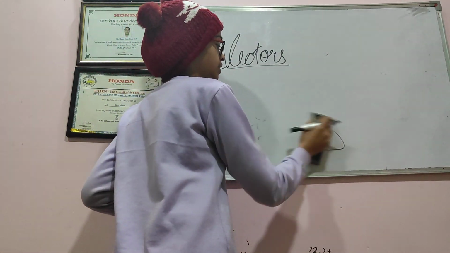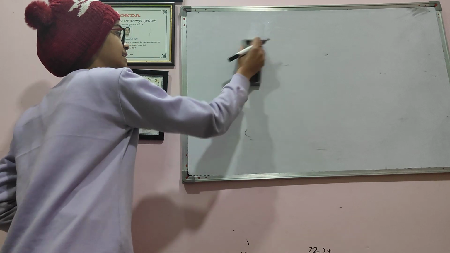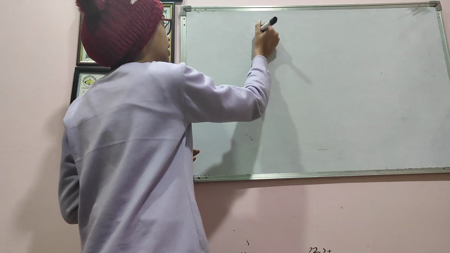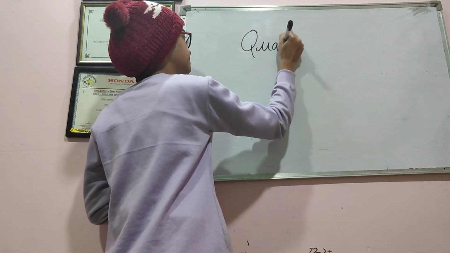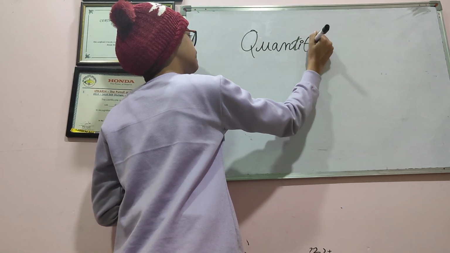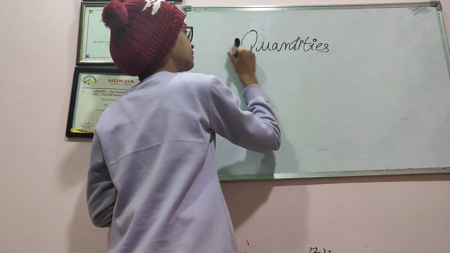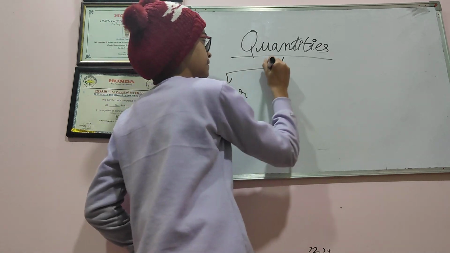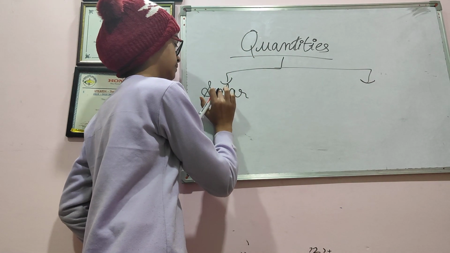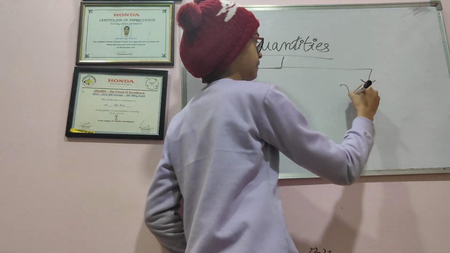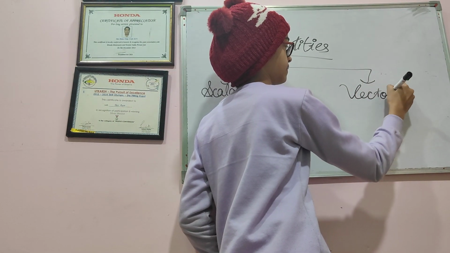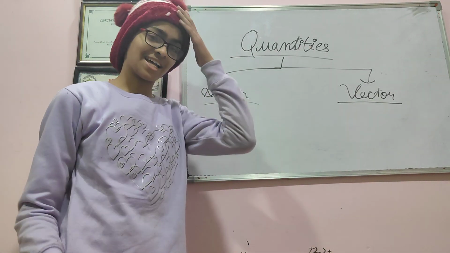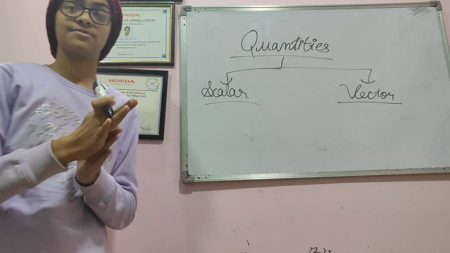So, vectors is classified from quantities. So, quantities are of two types. First of all, scalar quantity and vector quantity. Now let's learn something about scalar and vector also. As we are over here only, let's learn something also.